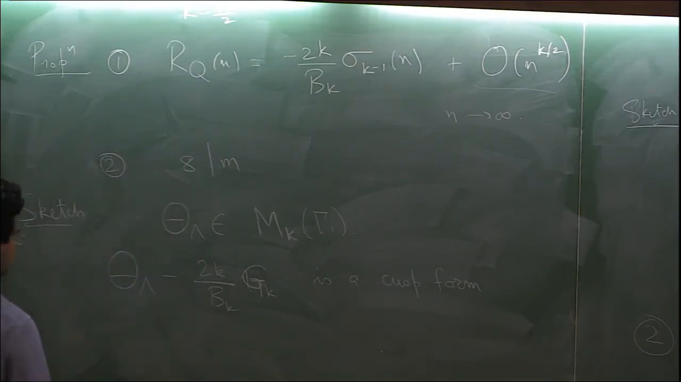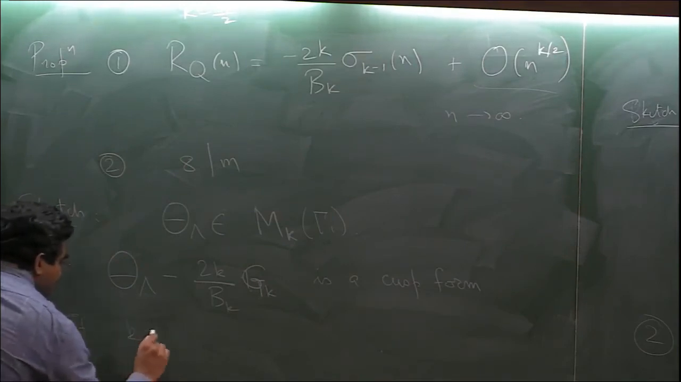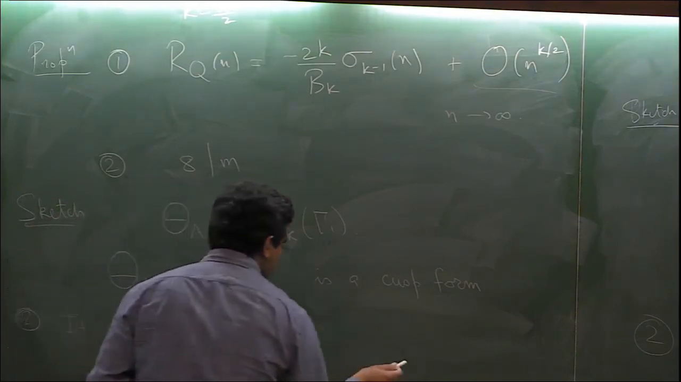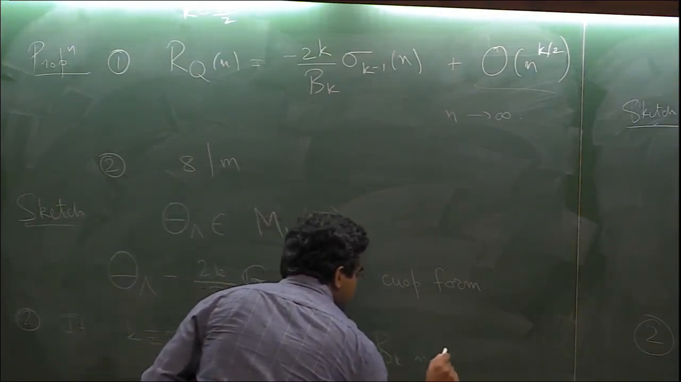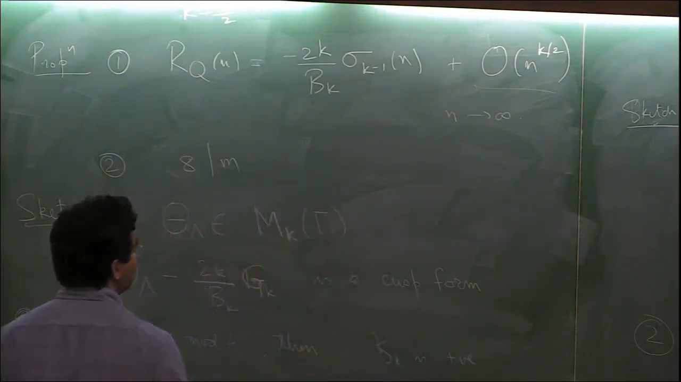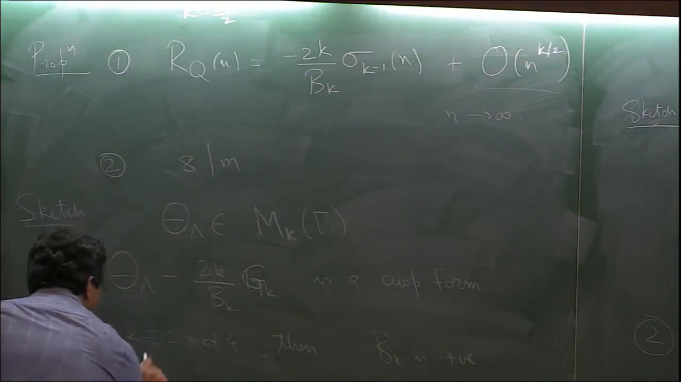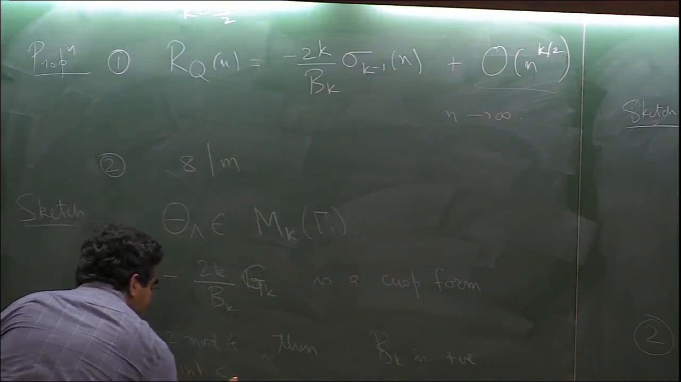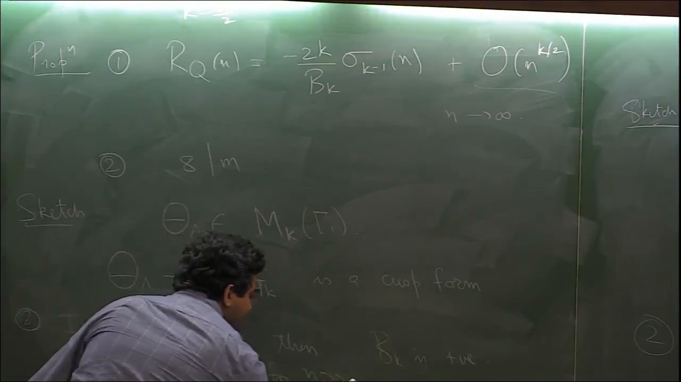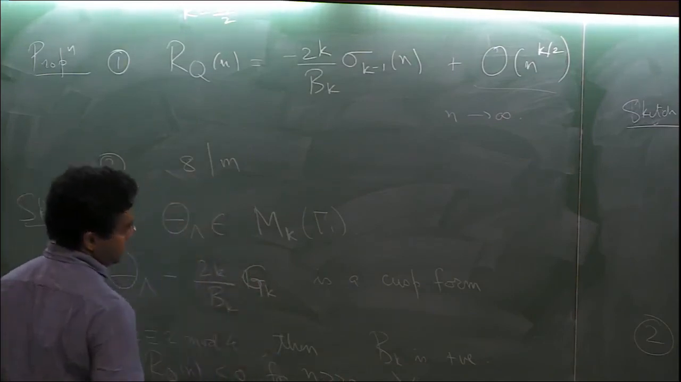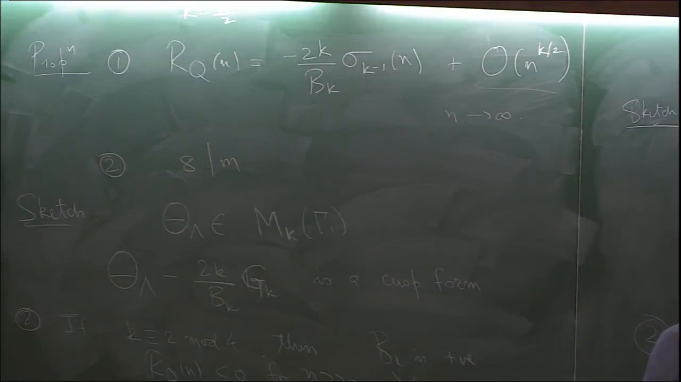Okay, where was I? Yeah, so now for 2, if k is congruent to 2 mod 4, then you can check that B_k is positive. And so, at least for this argument, this is good enough, because then r_Q(n) is less than 0 for n sufficiently large, which is absurd. So that proves that k is 0 mod 4, and so m is 0 mod 8.